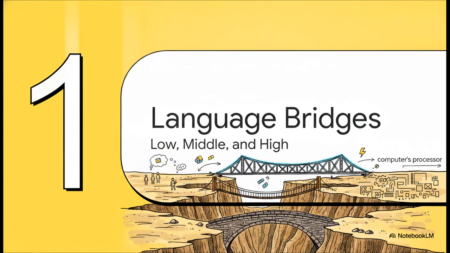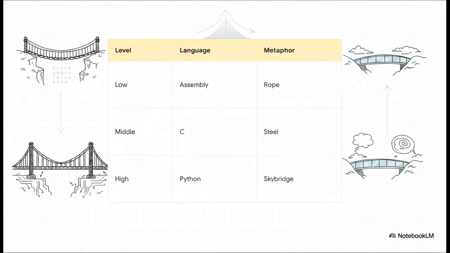Section 1. The three language bridges. To really understand how these computer languages work, I want you to imagine a massive, deep canyon separating us from the computer's processor. To cross this huge divide, we've built bridges. And in the programming world, there are three primary levels of computer languages, which we can think of as three very different types of bridges. It's the classic rule of three: low-level, middle-level, and high-level languages.